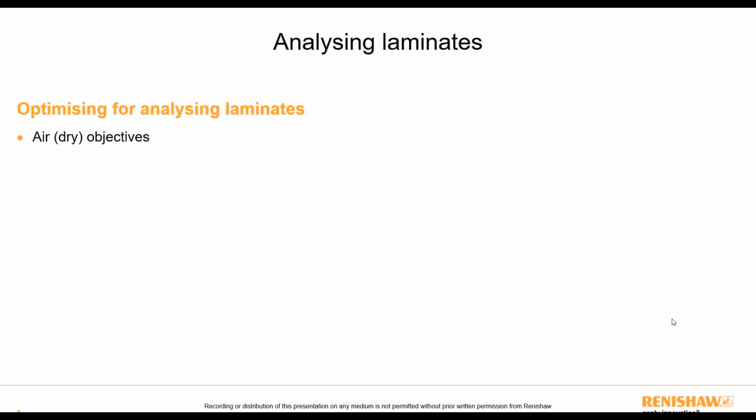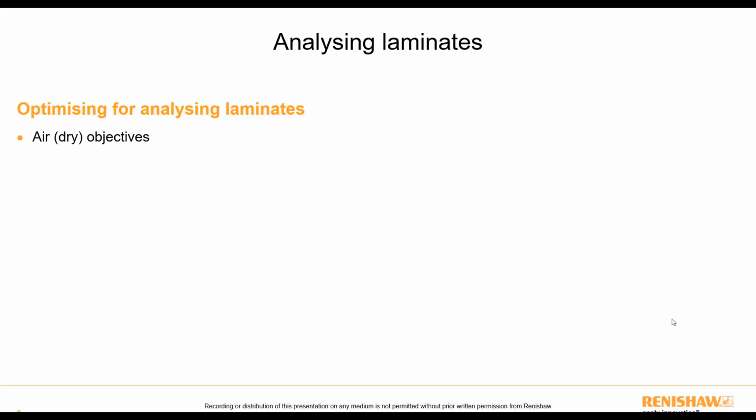So how do we go about analysing the different laminates? Well, the confocality we've talked about is really important, and probably the most important part of this is deciding which objective to use to collect our Raman data. And this really falls into two categories. One is using an air objective, and the other is using an oil immersion or an immersion objective.